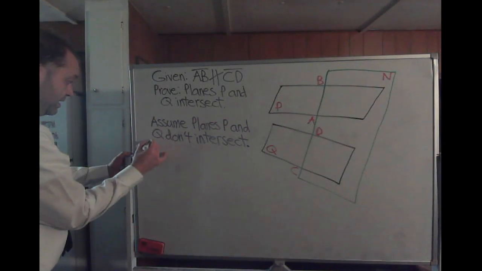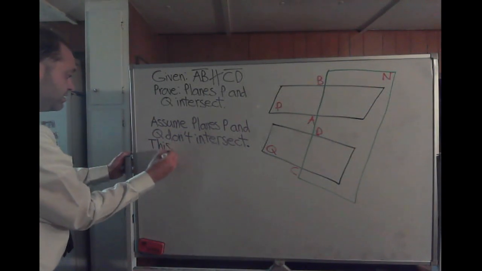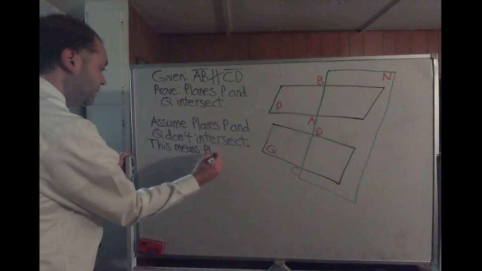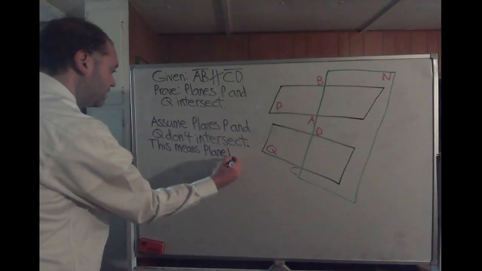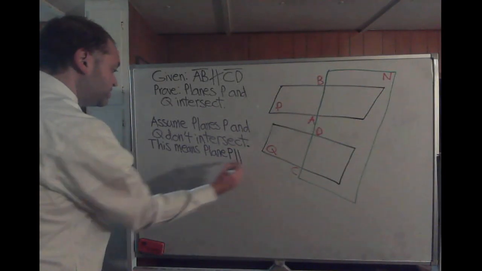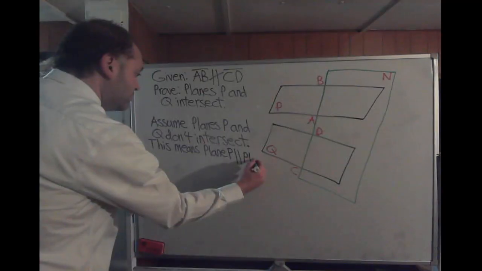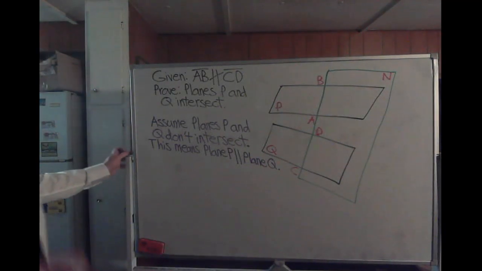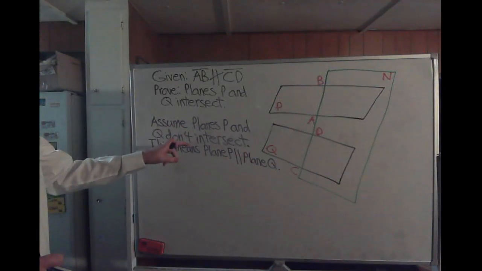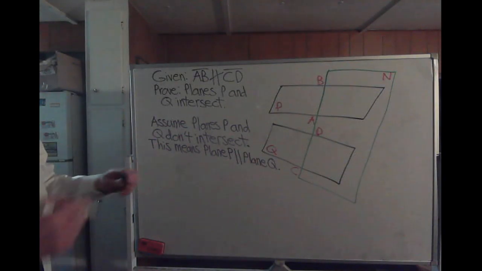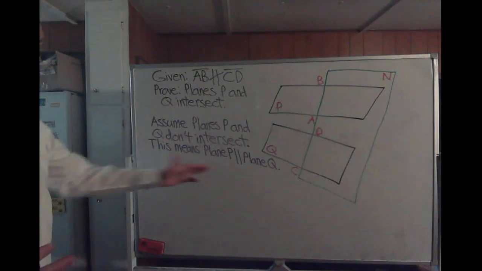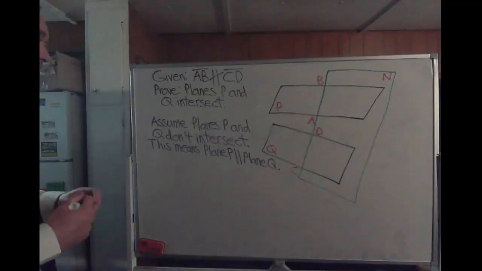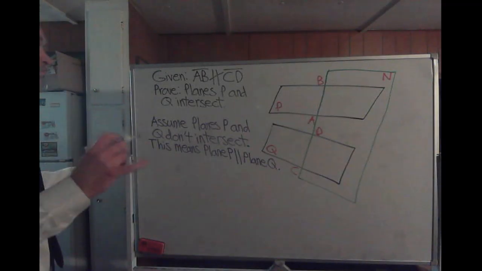Well, what does that mean? This means plane P is parallel to plane Q, right? So far, if planes P and Q don't intersect, the only other option is that planes P and Q are parallel to each other then. Okay.